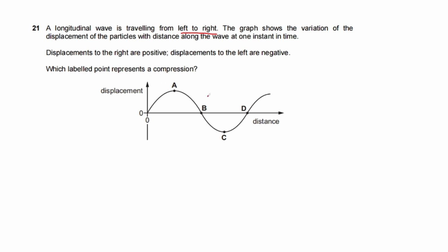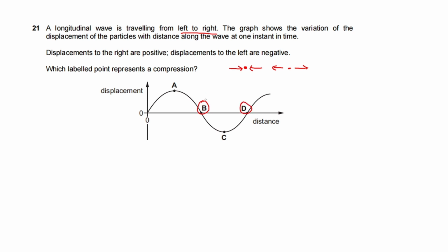So here you may already know that the compression or rarefaction is happening when the displacement is 0. The point will be the center of the compression. If this point is the center of the compression, the other particles will come closer to that point, creating a compression region. If this is a rarefaction point, the particles on either side of it will be moving away from this point. So the center will have a displacement of 0. Out of these 4 options, you may conclude that it will be either B or D.